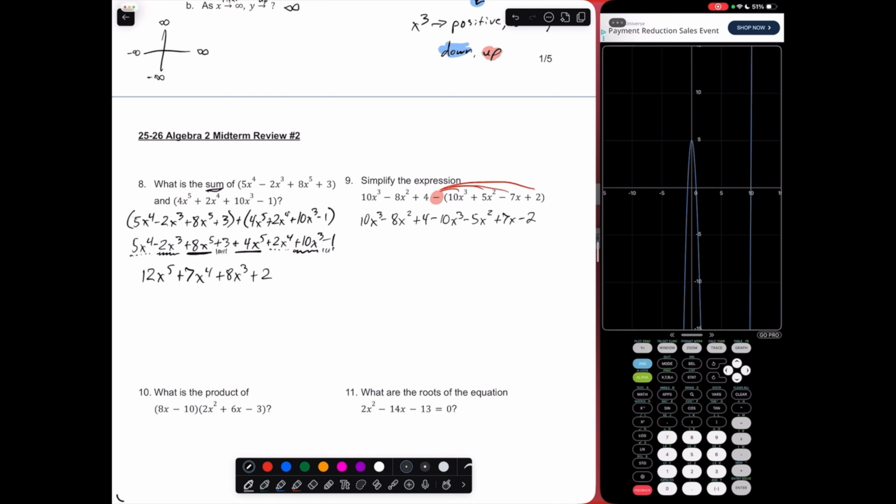We're going to do the same thing that we did in problem 8 now. We're just going to combine like terms. So we have 10 and minus 10. That goes away. Then we have -8x squared and a minus 5x squared. That gives us a -13x squared. We have a plus 4 minus 2. And notice that there's a 7x here. So I'm just going to drop that down and add the 2. And we have our solution, or our simplified expression.